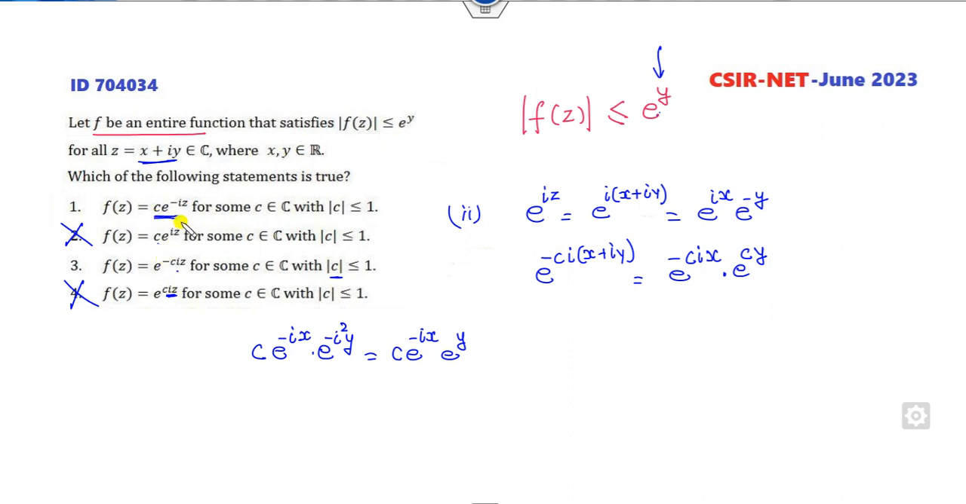So I can start with the first option. So this is my f. If I start with the modulus of this, what is that? This is mod of c times mod of e raised to the power y.